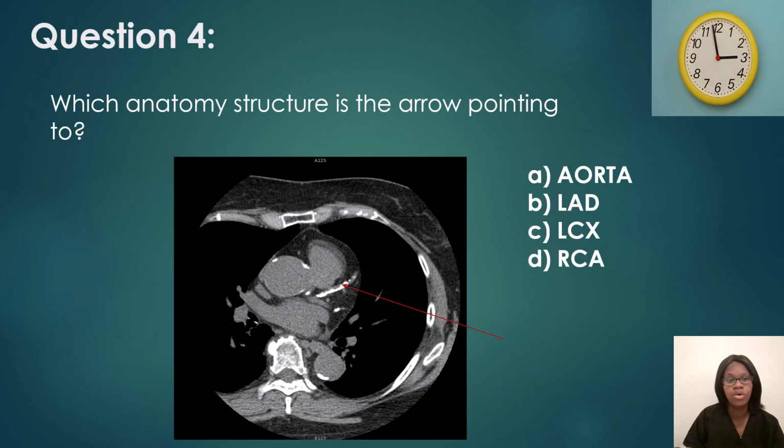All right, question 4. Which anatomy structure is the arrow pointing to? Is it A, the aorta, B, LAD, C, LCX, D, RCA?